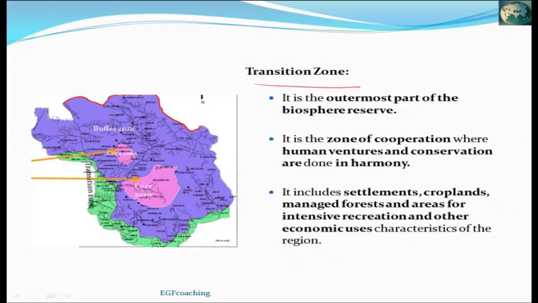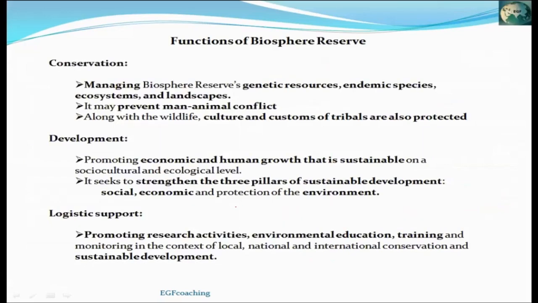The outermost zone is the transition zone. It is also known as zone of cooperation. There are human settlements as well as croplands, and there can be agricultural activities. Managed forest can be there. Also, economic activities can be done here. Sustainable economic activities. Now, what are functions of Biosphere Reserve?